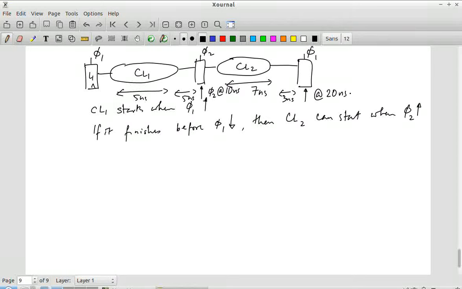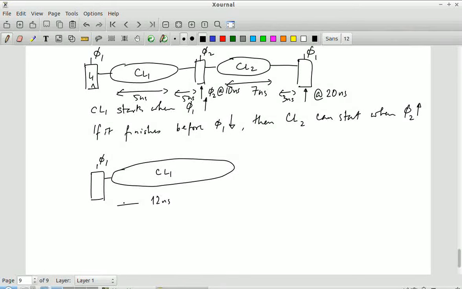Correct. So that's a good point. Right now what we are assuming over here is that the input has already stabilized before φ1 becomes high. Okay? Now, I'm going to break that assumption. But instead of changing φ1, let's consider a situation where φ1 comes at 0. CL1 now takes a long time. How long? Let's say it takes 12 nanoseconds. I feed that output to φ2, but φ2 still remains as before at 10 nanoseconds.